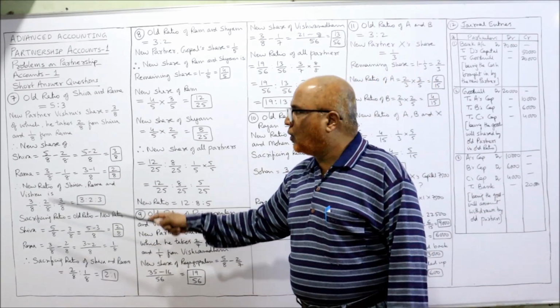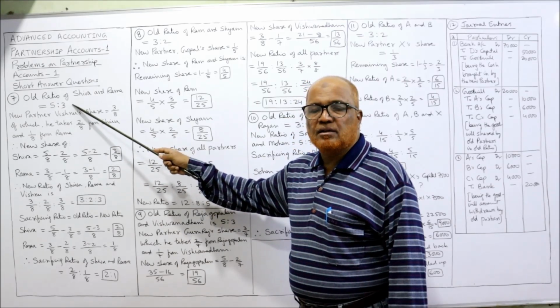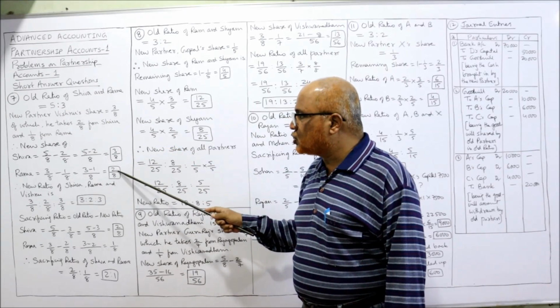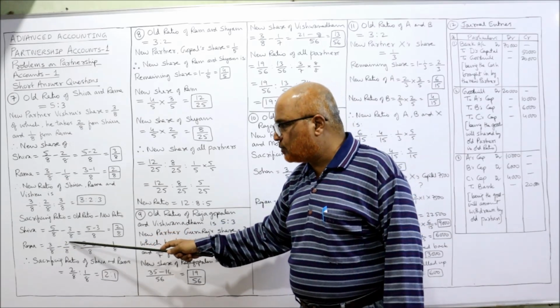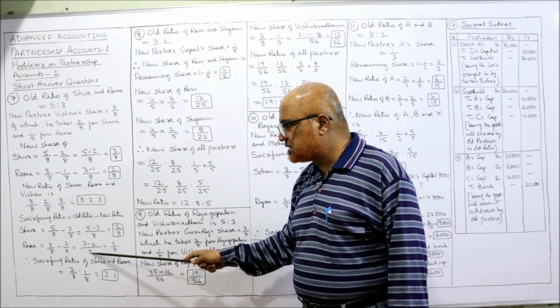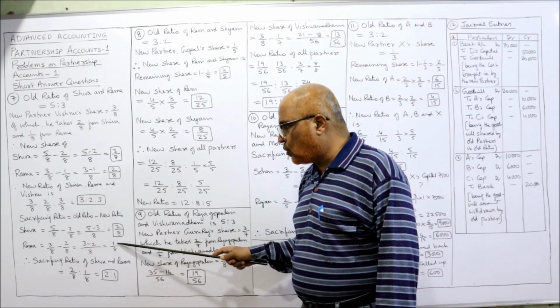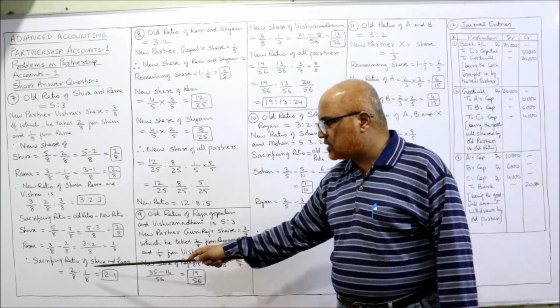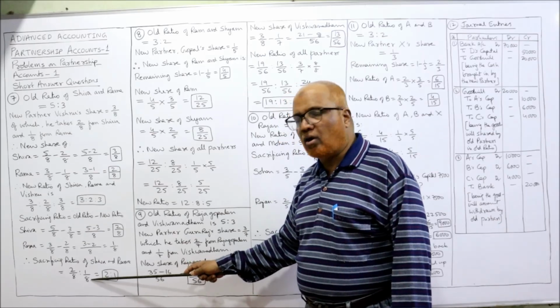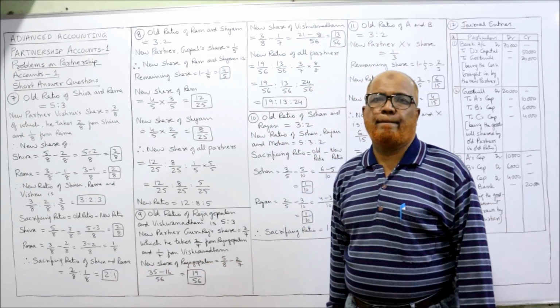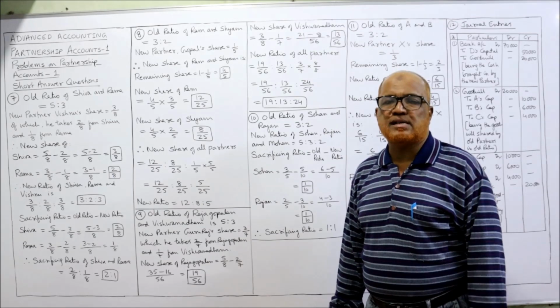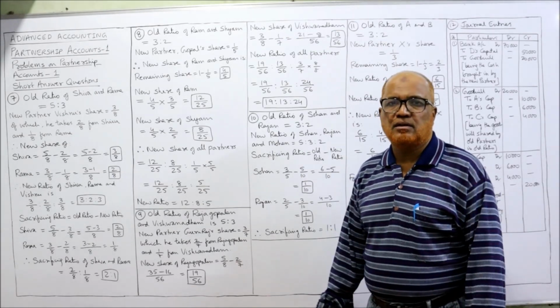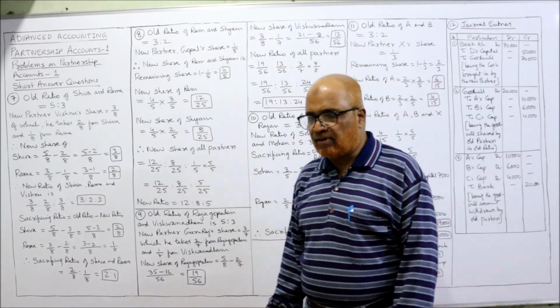Similarly, Rama, the old ratio was 3/8 and the new ratio is 2/8. So 3/8 minus 2/8, LCM is 8. So 3 minus 2, 1/8. So the sacrificing ratio is 2/8:1/8 or 2:1. 2 is to 1 is the sacrificing ratio. That's it. This is the end of problem number 7.